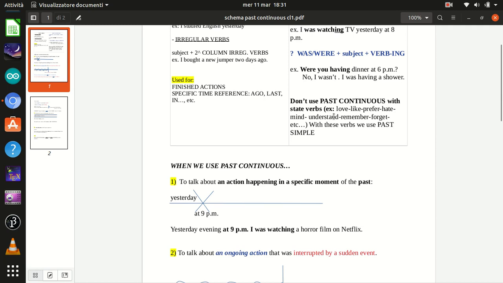Remember that you can't use the continuous form with state verbs. Non si può mai usare la forma continuata con i verbi di stato, né al presente né al passato. Some of the most frequent state verbs are love, like, prefer, hate, dislike, mind, understand, remember, forget, want, need. With these verbs, we just use past simple. Quindi con questi verbi si usa solo il passato semplice.